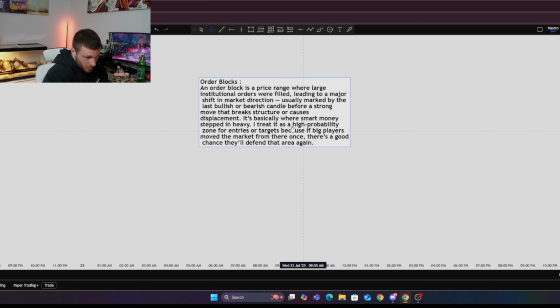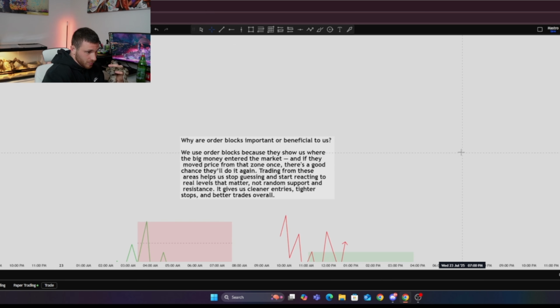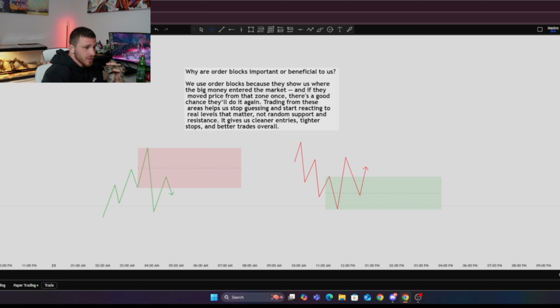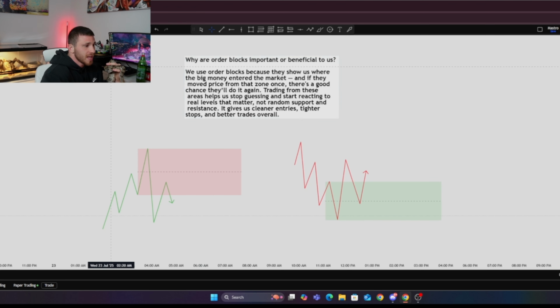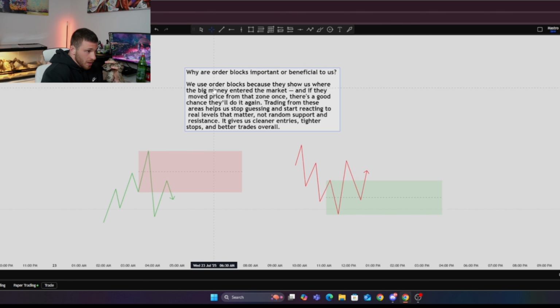So there's the definition, screenshot it. I already drew this stuff out for you guys. Again, I don't want to get too in-depth with it. This is just going to be a little example of what I was talking about, and why order blocks are important or beneficial to us.